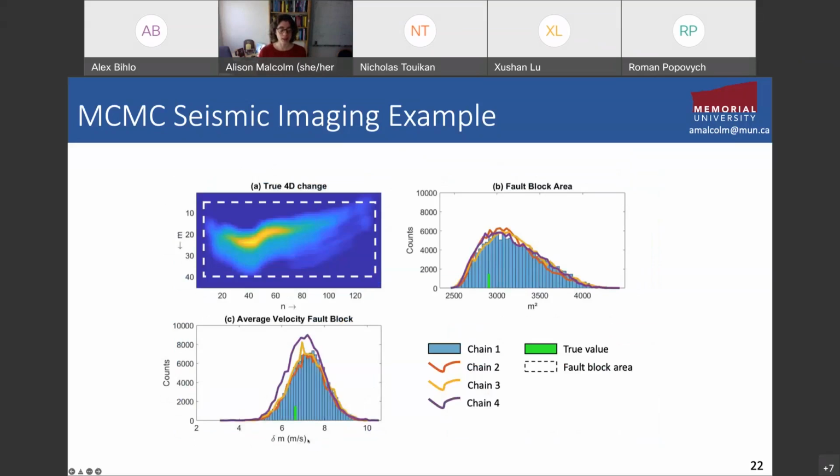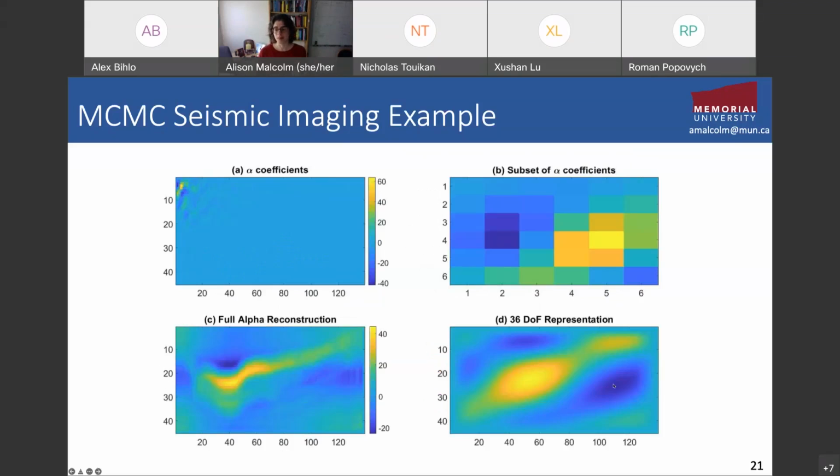So we're able to estimate, in this case, the average velocity change and the area of the velocity change. And it works fine. We end up with these very broad distributions. You can see it's definitely not a Gaussian centered on the true value, which would be your typical uncertainty assumption. And we had to run 500,000 wave solves, and we were really only looking for a very coarse representation of our final model because we had to reduce our degrees of freedom so much.